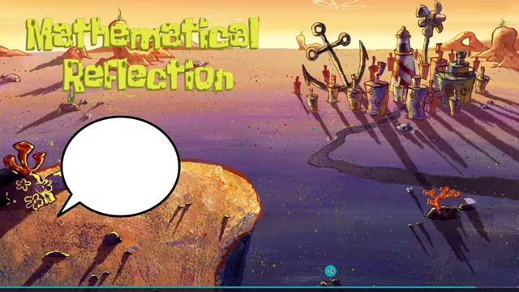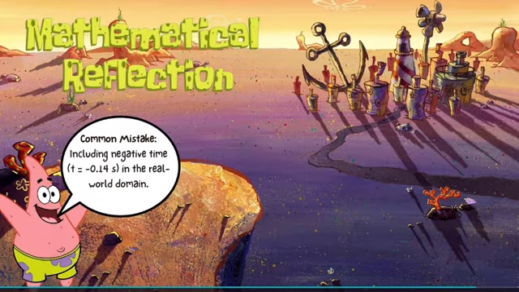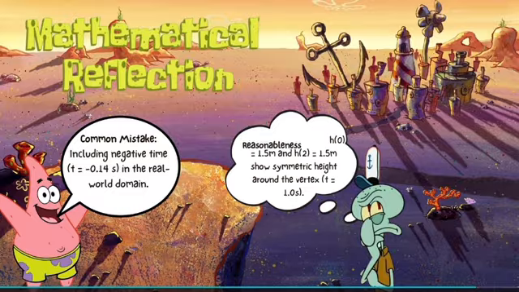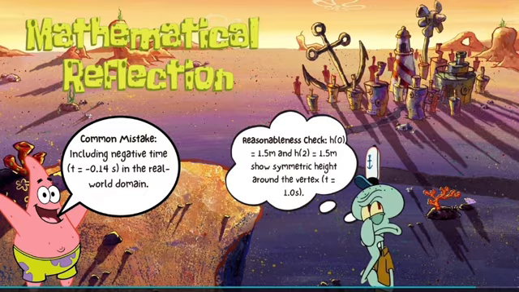Starting with Patrick, a common mistake when solving this quadratic model is including negative time, t equals negative 0.14 seconds. In the real-world domain, even though it's a valid mathematical 0 for the complete parabola, time cannot run backwards before SpongeBob launches the patty, so it must be rejected. Next, Squidward checks our reasonableness using symmetry around t equals 1 second. Both 0 seconds and 2 seconds yield a height of 1.5 meters, confirming our math.